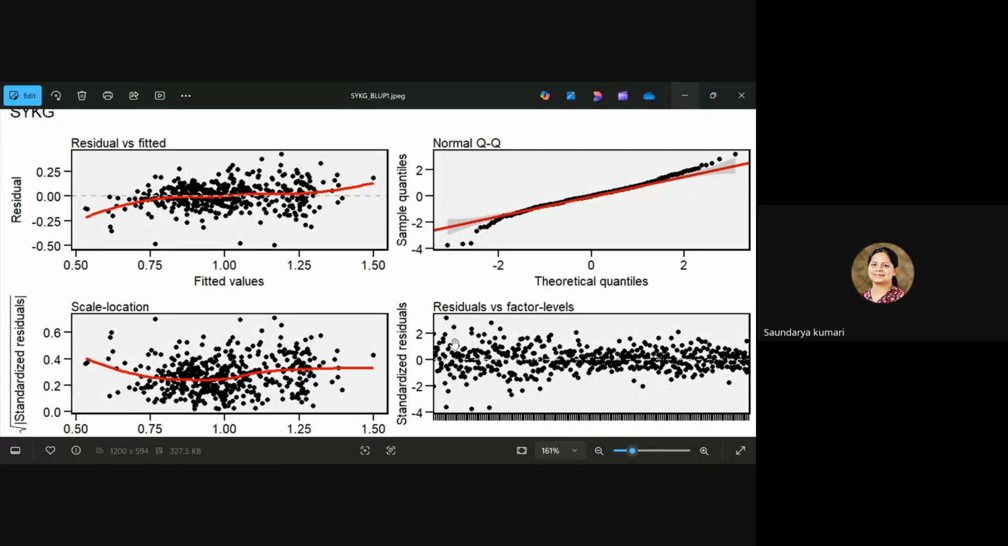What do these points denote? The point is the genotype? Yes, sir. They are the means; whatever we are predicting is the genetic potential of each genotype. Ultimately, our aim is to predict the genotypic potential of each genotype.